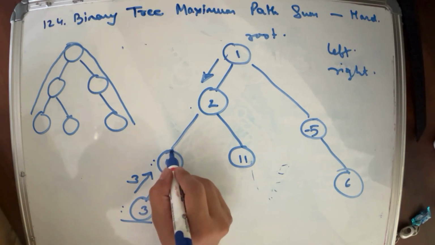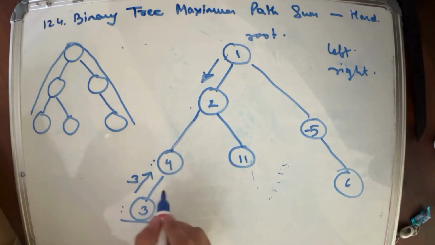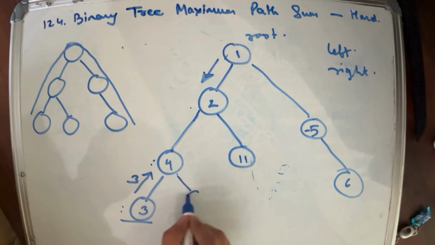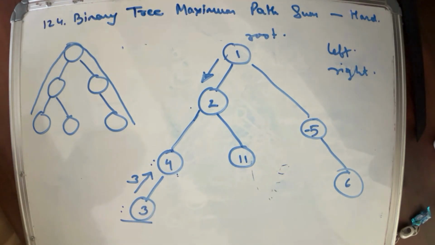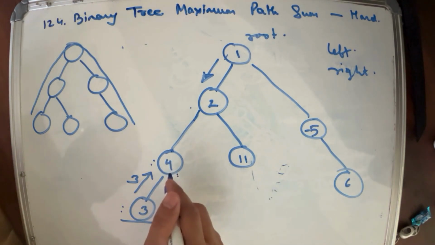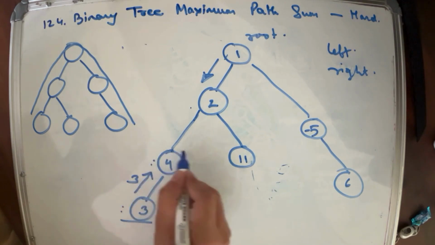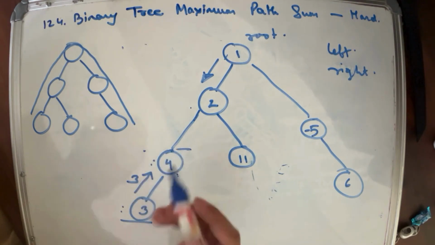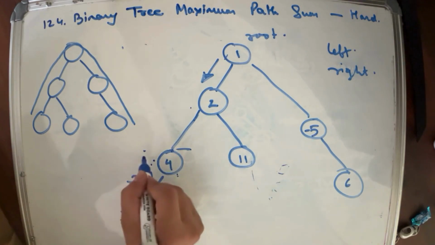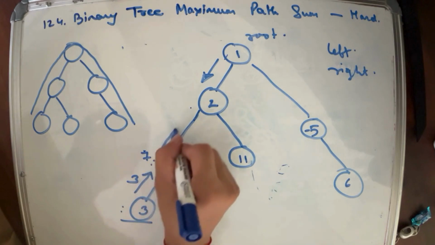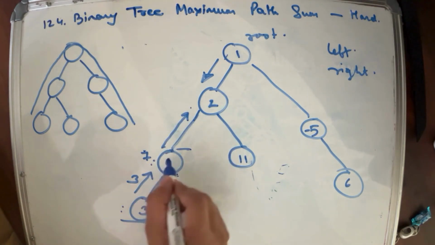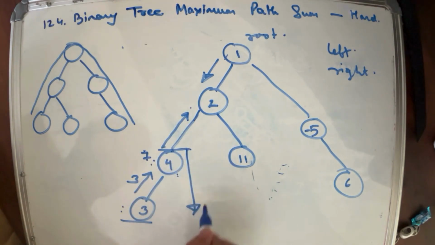Okay. Now for 4, we will send 7, right? Because 4 does not have a right. There is no right. This is none. Okay. So from the right, there is nothing coming up. So till now, till 4, the maximum is 7, because there is no negative, right? 7. Okay. So we will send the maximum up. We know the max path from 4 and down below is 7.